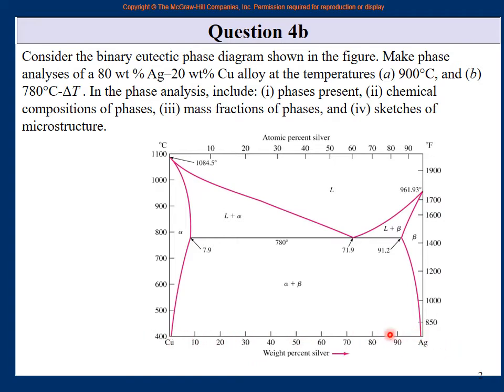Weight percent copper goes the other way around, right? 0 here and 100 there. So if you want to go for weight percent copper, then from 0, this is 10, this is 20. So 20% copper is the same point, please. 80% silver, 20% copper, whether you measure in terms of silver, which is going from 0 to 100 here, so 80 is here, or copper, which is going from 0 to 100 there, for copper 20 is here.